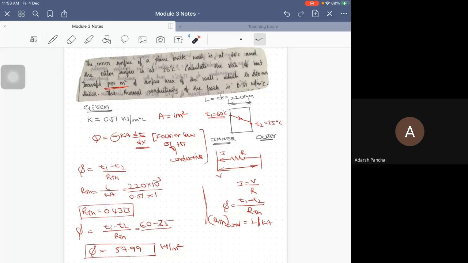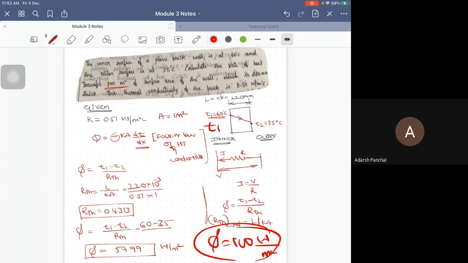Now my question is, understand this question carefully. If I want to increase my Q value to 100 watt per meter square, then what should be the value of T1? At what temperature should I raise the first wall temperature? What should be the value of T1? That is my question. Let's see who answers it.